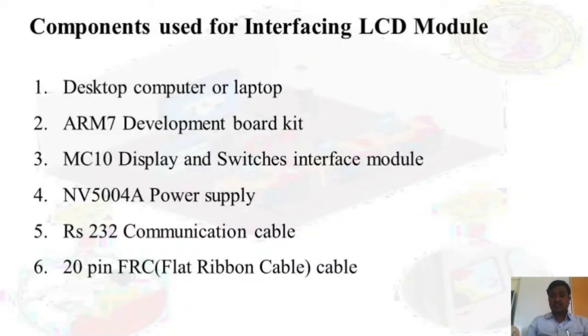The components used for interfacing the LCD module are: a desktop computer or a laptop to write an embedded C program using the Keil version 4 software; second, the ARM7 development board kit; MC10 display and switches interface module; NV5004A power supply; RS232 communication cable; and 20 pin FRC flat ribbon cable. These are the 6 components going to be used in the interfacing of the LCD module.